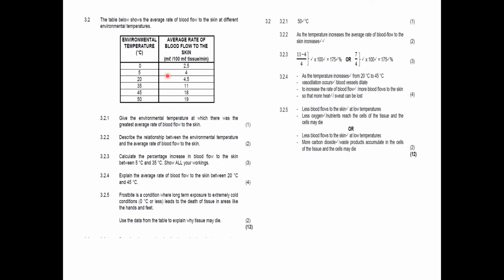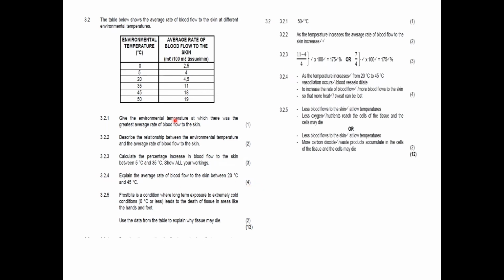3.2.3. Calculate the percentage increase in blood flow to the skin between 35 degrees and 5 degrees. So 35 and 5 degrees. So our formula here is difference over the first multiplied by 100. So the difference between 11 and 4 is 7 over the first number, which is 4, multiplied by 100, which is 175%.